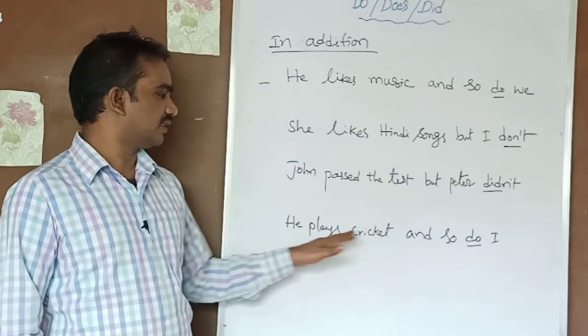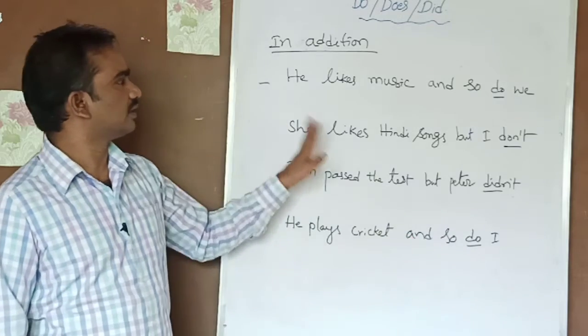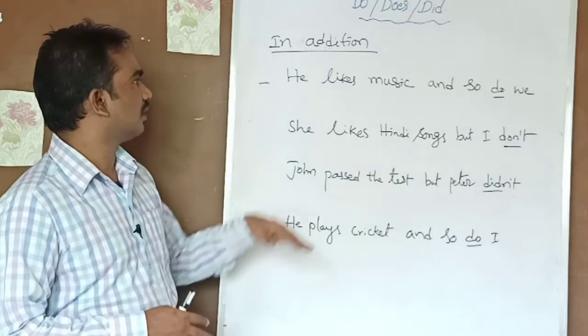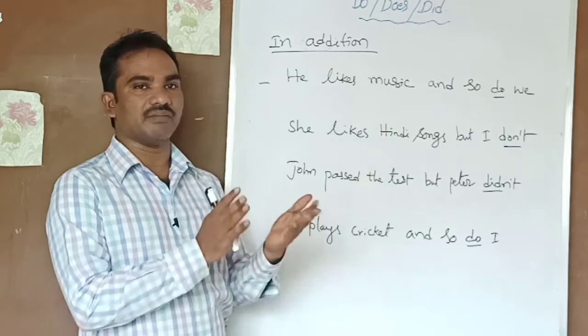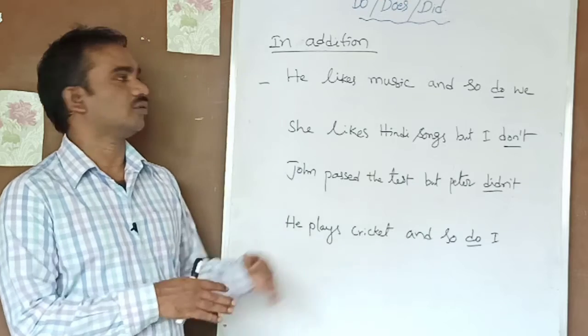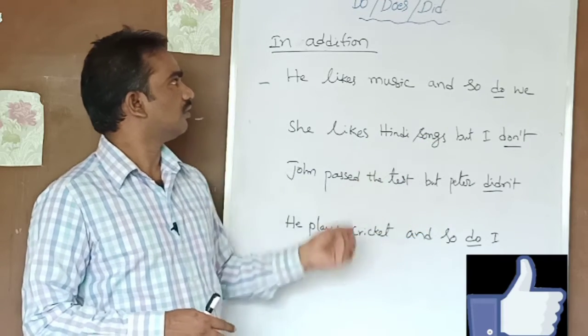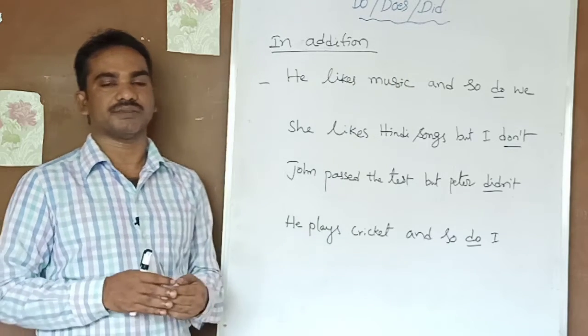He plays cricket and so do I. So this is the simple way to avoid lengthy sentences for adding addition. That means the same kind of thing you are adding. So sometimes positive, sometimes negative. So do, does, did. Let's move to the next point.